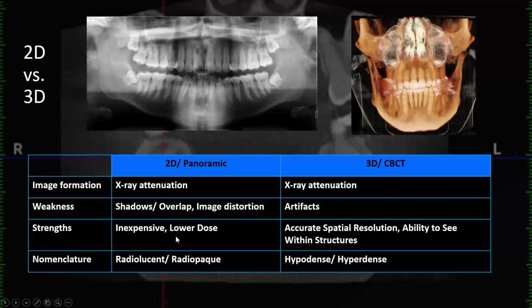Strengths of 2D imaging: inexpensive, relatively lower dose. Strength of 3D is accurate spatial resolution, and also the ability to measure spatially, so accurate spatial measurements. Fairly good resolution, but obviously not as high as your intraoral imaging. And the ability to see within or beyond structures. You can look through different planes to see through structures.